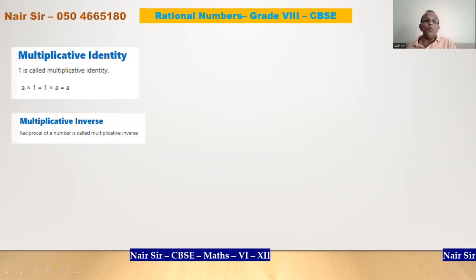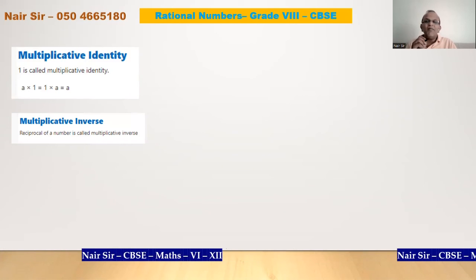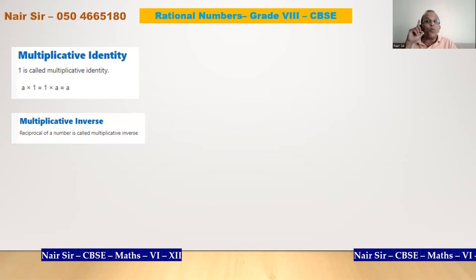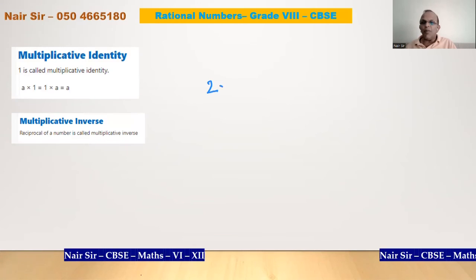What is multiplicative inverse? What number will I multiply so that I will get 1? 1 is the multiplicative identity. I need to get 1. So suppose I have a number called 2, I want to multiply a number in such a way that I will get 1. Do you remember transpose? So this number, and do you know what this is? This is called the reciprocal.